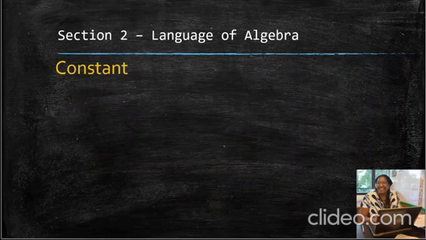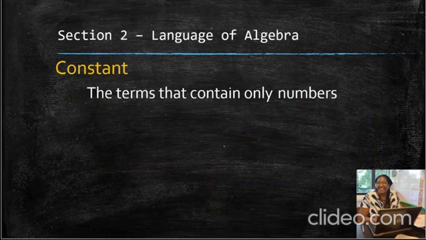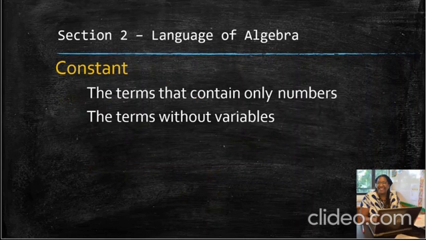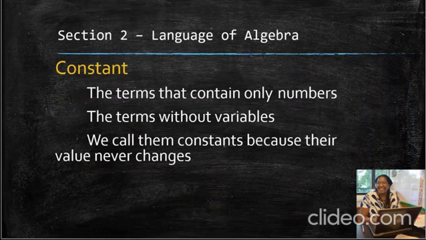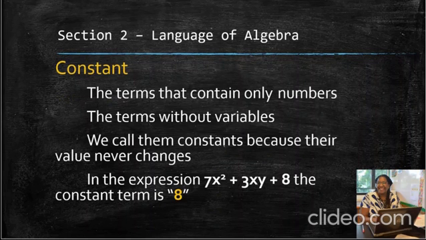The next term is a constant. A constant is a term that contains only numbers, the terms without any variables next to them. We call them constants because their value never changes. A 3 is a 3 is a 3. No matter what happens to it, it's still a 3. In the expression 7x squared plus 3xy plus 8, the constant term is 8. It's the only one that doesn't have a variable next to it. It is called a constant.